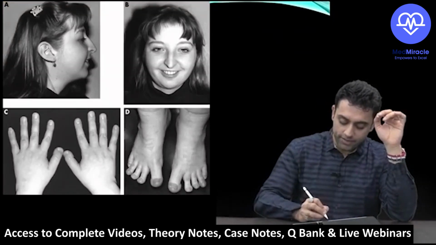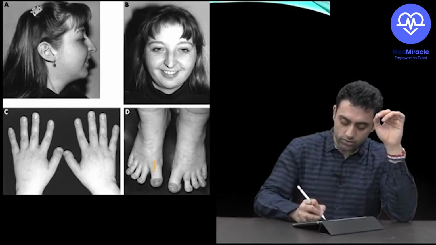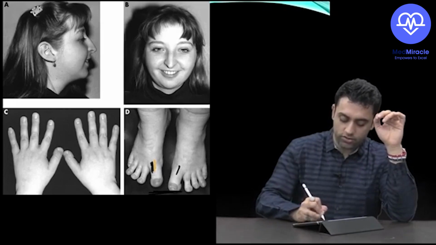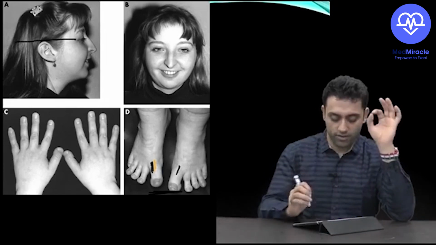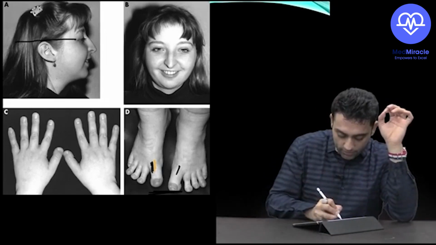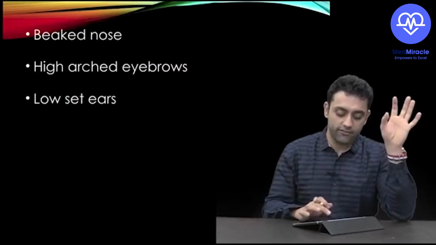Can you see this great toe? Yes or no? Can you see the great toe deviated? Very good. Can you see these low set ears? Yes or no? Perfect. Can you see these little broad thumbs? Yes or no? Done. That finishes one syndrome.